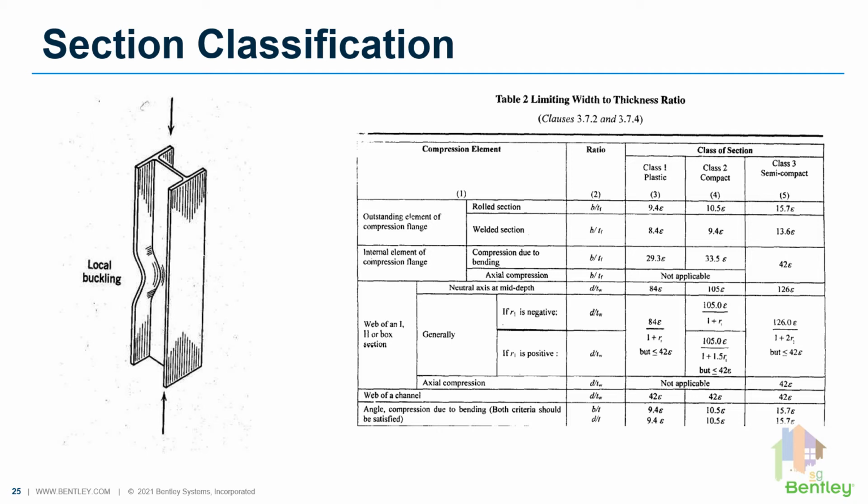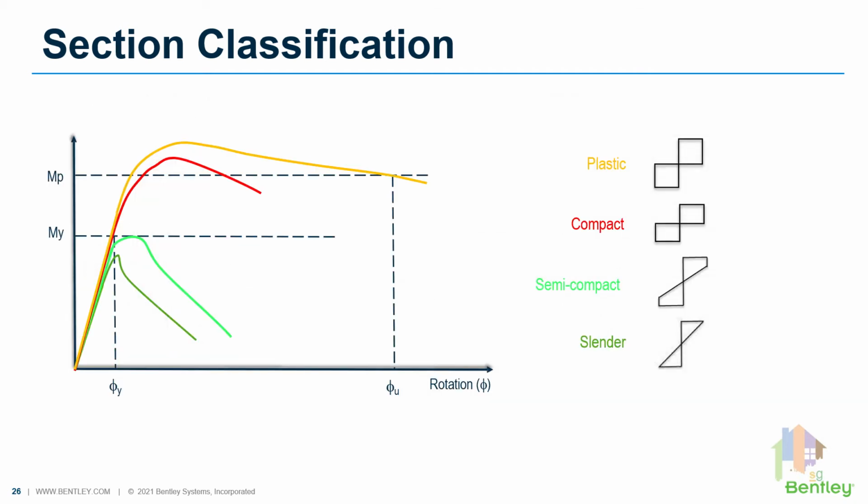But if any element locally buckles due to compressive load, then that weak element decreases the load bearing capacity and limit state capacity is not achieved. Hence, it is very much required to ensure there is no local failure before reaching the yield stress value. Depending on the local buckling criteria, IS code divides the section into four classes: plastic, compact, semi-compact, and slender.